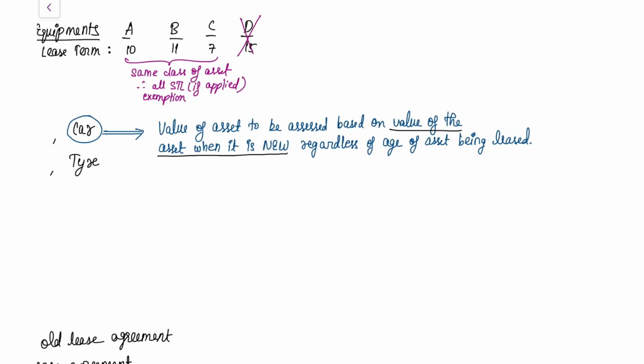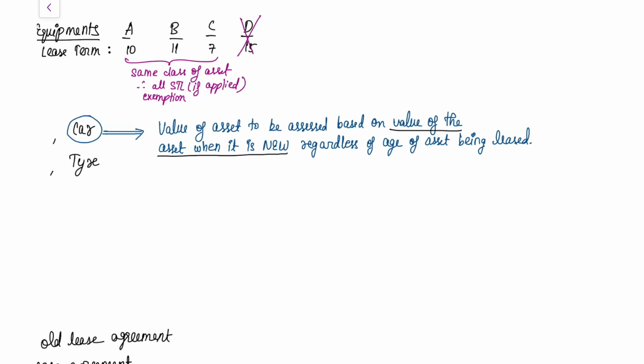But you have to see what the value would have been if the car was purchased new. Imagine you go back a few years and the car was freshly purchased, then at that point of time what was the value of the car? If at that point the value of the car was suppose 1 crore and today it is 50,000, then this is not the right way to measure, right?